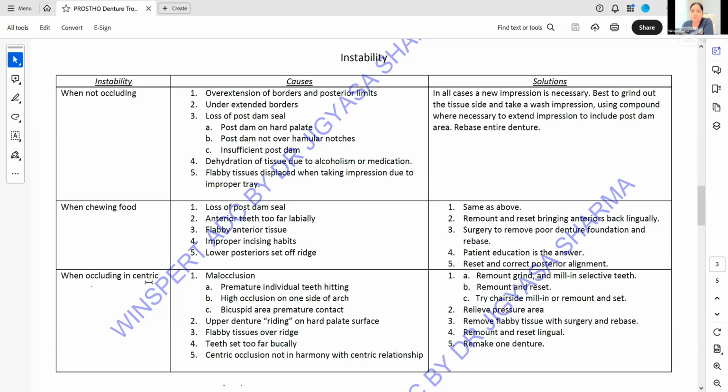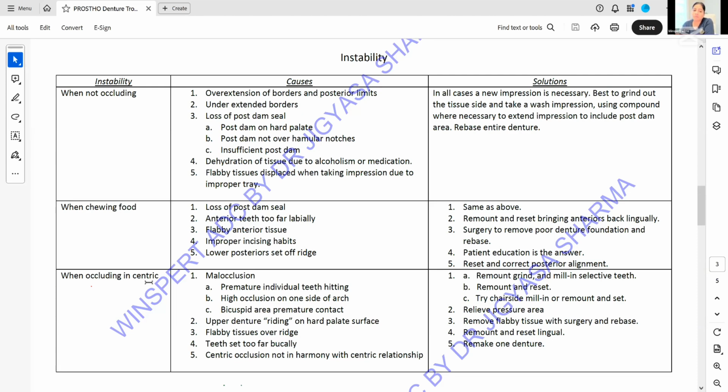Mostly the rest looseness comes from the generic problem in the fabrication, the retention situation. So either it is overextended or underextended. Both lead to the lack of retention. Yes or no, please? Then the lack of post-dam also leads to lack of retention. Even dehydration of the tissue will not create that seal that comes from the saliva, right? Between the mucosa and the denture.